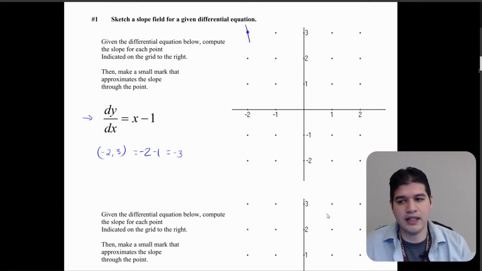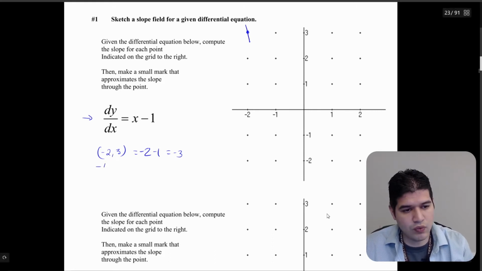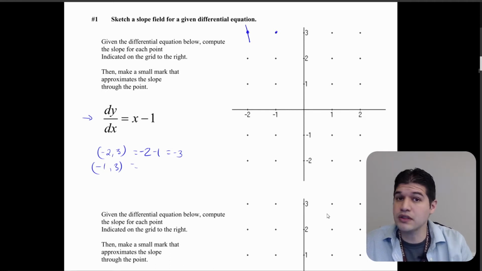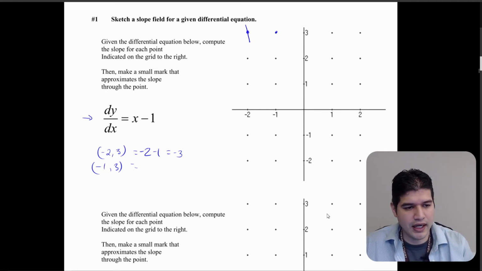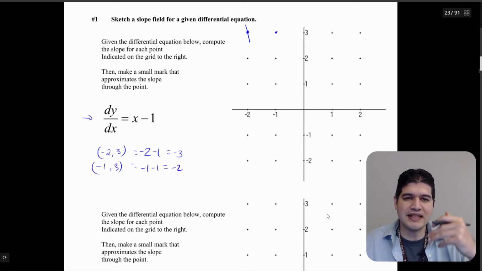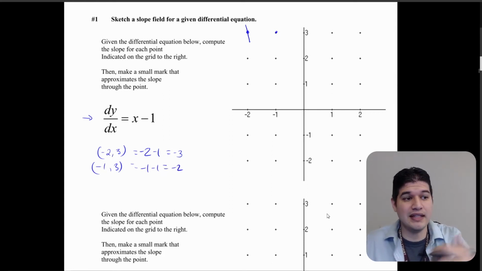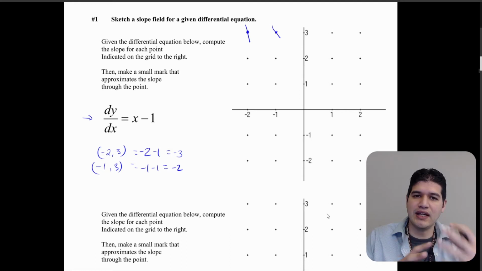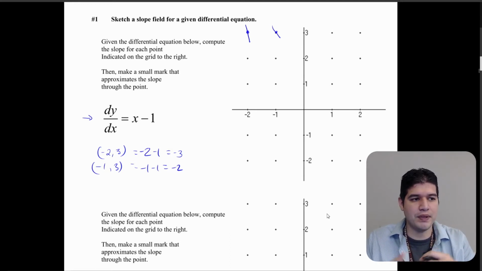Now I'm going to find another one here where maybe I could do -1, 3. Okay, so here's -1, 3. That's the next one I'm going to look at. And again, I don't have a y value. If I did, I would also substitute in the y value, but I have -1 minus 1, which gets me -2. So that's not going to be as steep as the -3 that I just put down, but it's still going to be negative. So maybe something like that. And you can see I've taken out some of the steepness, but it's still negative.